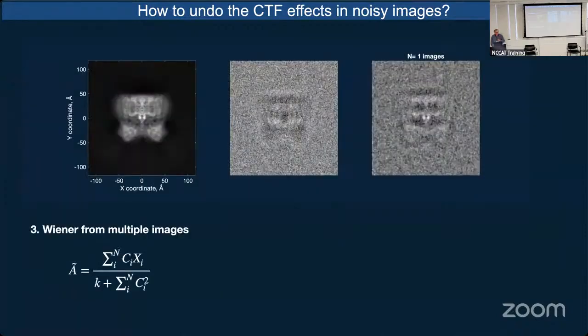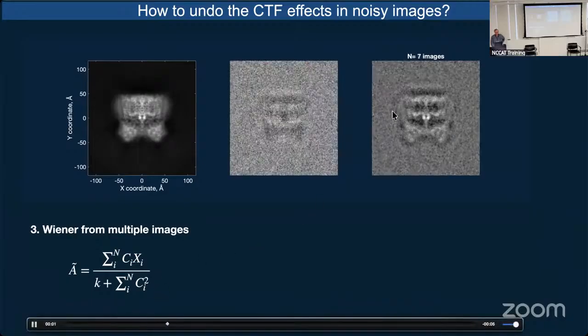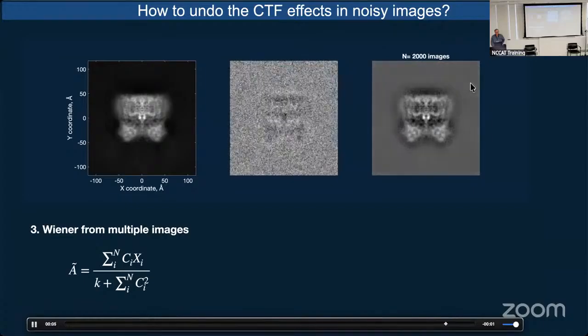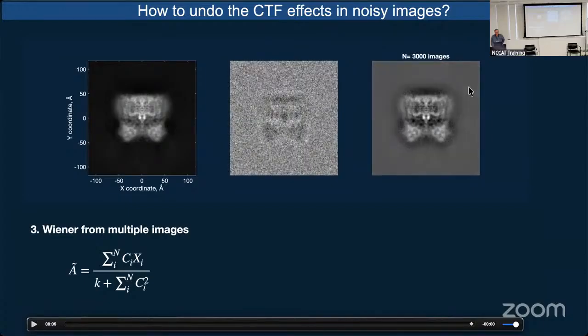But the nice thing is you generalize the Wiener filter so that you're adding together the information from multiple images. So you just add up CTF times the image and divide by the sum of all of the CTF squared. And so now, if we add up more and more images, you can see that we get a better and better, less noisy reconstruction of the original image.